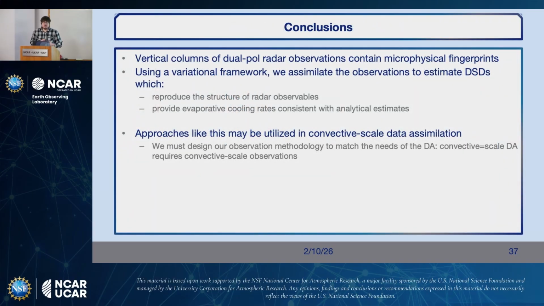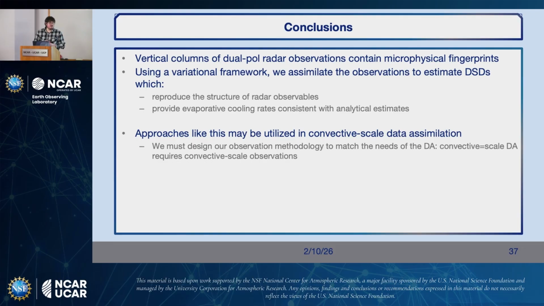So, in conclusion, vertical columns of dual-pol radar observations have these microphysical fingerprints that we can pull out and learn something from. And using the variational framework that I was discussing earlier, we assimilate the observations and obtain drop size distributions and cooling rates and other variables from there. It does seem to reproduce the structure of the radar observables, and like I said, gives us this interesting point of data from the retrievals.